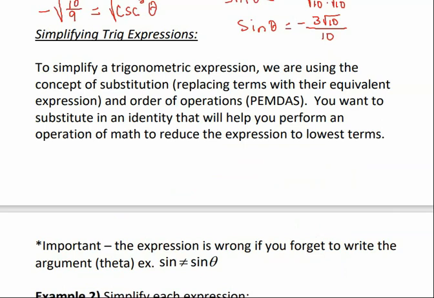Simplifying trig expressions. To simplify a trigonometric expression, we're using the concept of substitution, or replacing terms with their equivalent expression, and order of operations, which you know as PEMDAS. And you want to substitute in an identity that will help you perform an operation of math to reduce the expression to the lowest terms.